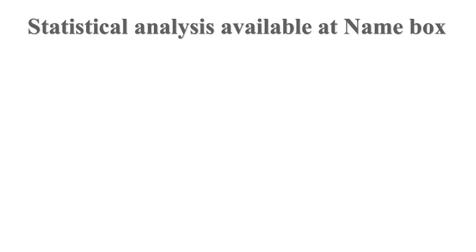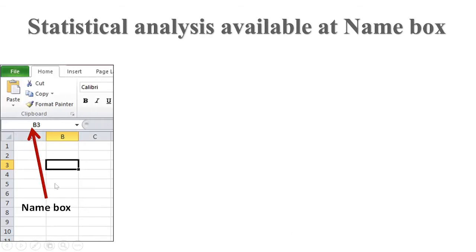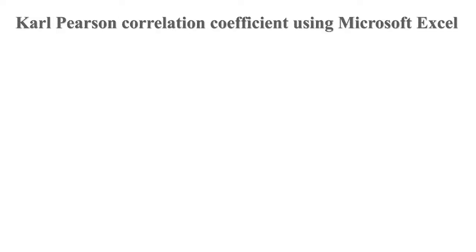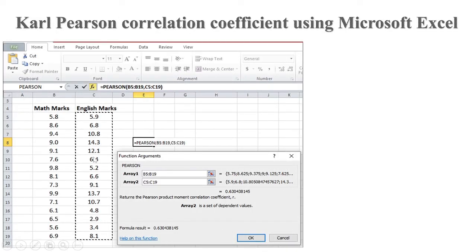Statistical analysis available at name box. Name box is available in Excel after the ribbon tab on top left, just above A1 cell. It shows most recent functions used in that sheet after marking equal to sign in any cell. To show how to use these functions, this slide is showing Karl-Pearson correlation coefficient using Excel.